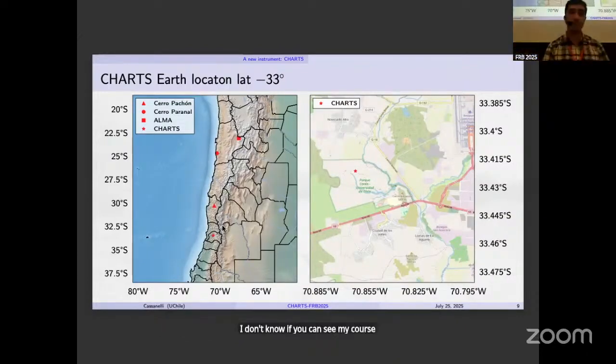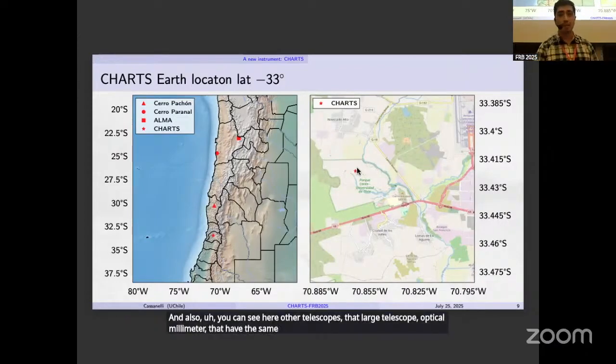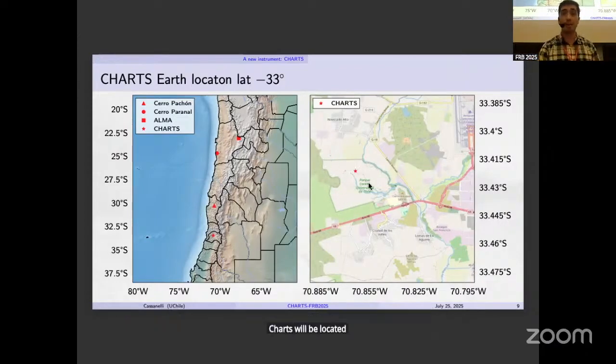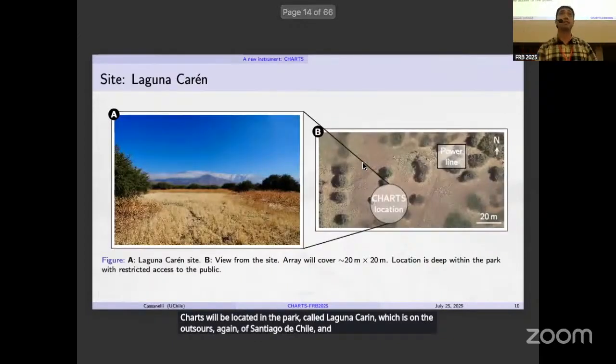Yeah, this star. And also, you can see here other telescopes, that large telescope, optical, millimeter, that have the same field of view. CHARTS will be located in the park called Laguna Carén, which is at the outskirts, again, of Santiago de Chile, and that looks something like this.